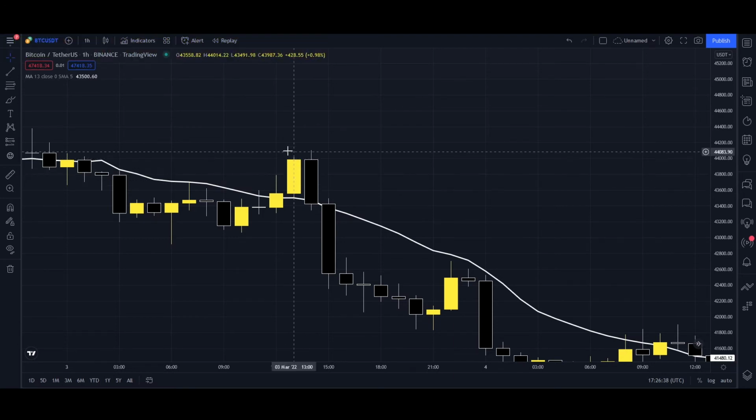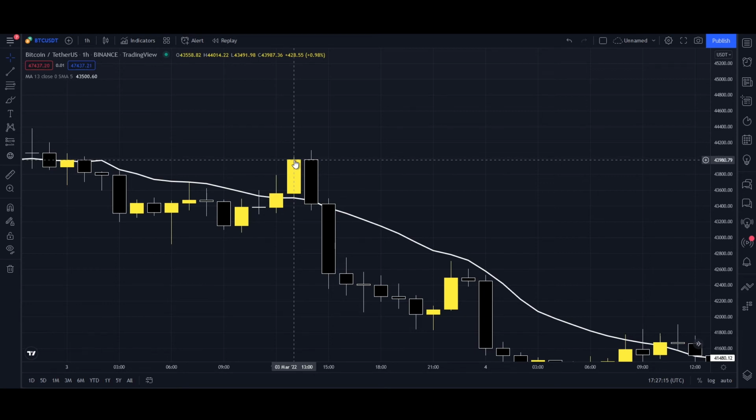Now guys, how does this trick work when we want to open a short position? First, we should have a bullish candle which is formed completely above our downtrend. This is our MA. It is in a downtrend, and we have a bullish candle formed completely above this MA. As you can see, guys, consider just the body.